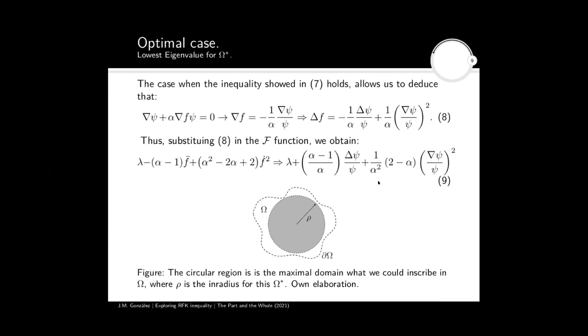Here, the strategy will be to insert the disk in another region similar to omega and try to bound both upper and lower, which allows us to bound the lowest eigenvalue for the disk and then prove Rayleigh-Faber-Krahn, as the following image tries to explain. Well, here the circular region is the maximal domain that we could inscribe in omega. So this is the disk, and rho is the inradius for the omega star region.